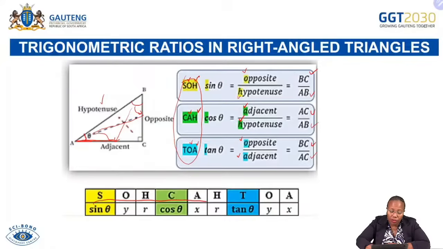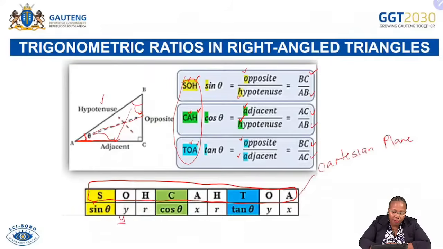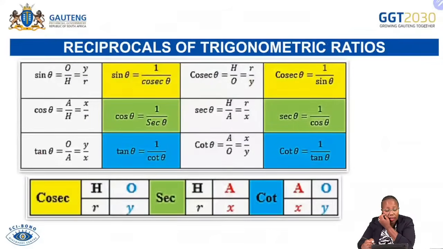So this will assist you: soccer tower, or you can use your y over r. Remember this one is when you are using a Cartesian plane. So when you are looking at sine, it will be y over r, and then the cos theta will be x over r, and the tan theta will be y over x in reference to your Cartesian plane, grade 12. And then the reciprocals of this: the reciprocal of sine is cosec, of cos it's sec, and of tangent it's cot, or vice versa.